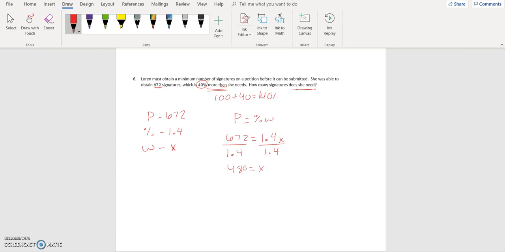Okay, and that makes sense. She needs 480 signatures. She got more than she needed. So 672 is how many she had, which was 40% more than our 480 signatures.